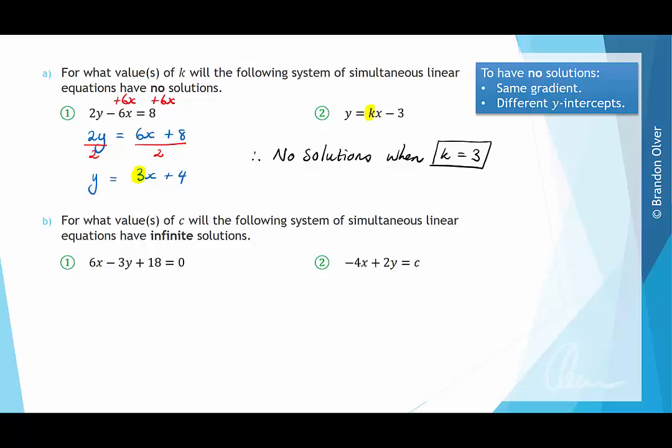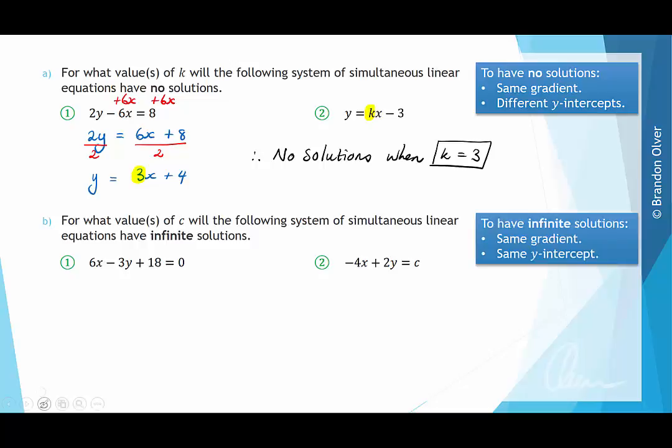For part B, we're asked for what values of c will the following system of simultaneous linear equations have infinite solutions. So once again, we need to work out what infinite solutions means, and we know that if we have the same gradient and the same y-intercept, we will have the same line, which will give infinite solutions. So we want the same gradient and the same y-intercept. So we need to get both of these equations in the form y equals mx plus c.